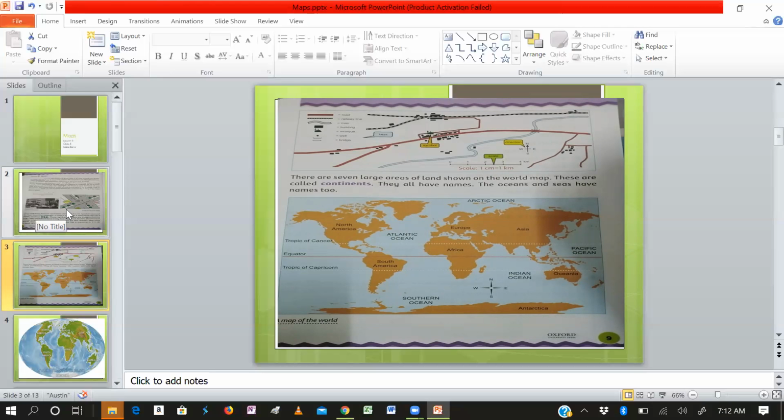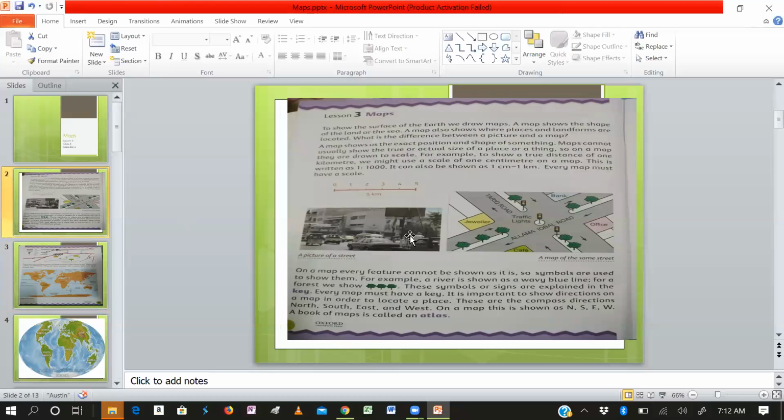Now let us see what a picture is. Go to the last slide. Here you can see this picture again. You can see that this picture doesn't have any lines or points. It doesn't even have a scale. There is no scale in this picture. You cannot even see a key in this picture. It is very simple. It is just a record of things or places.